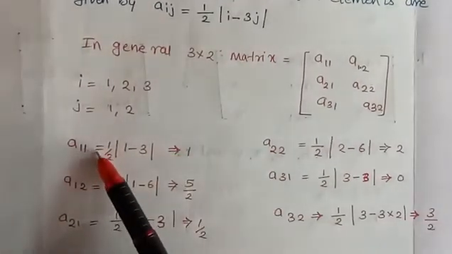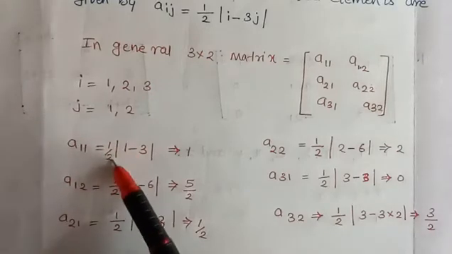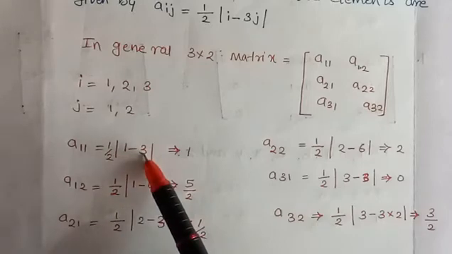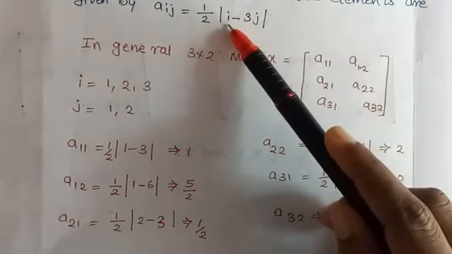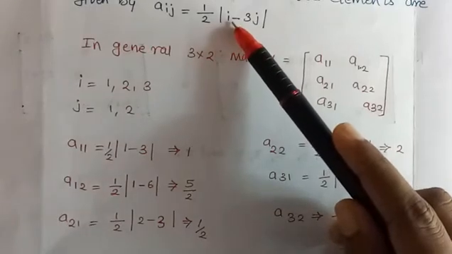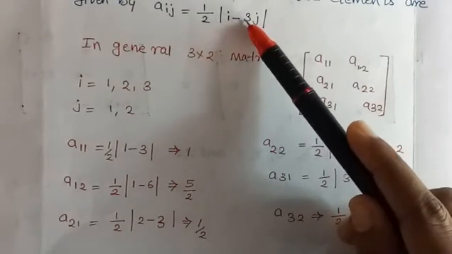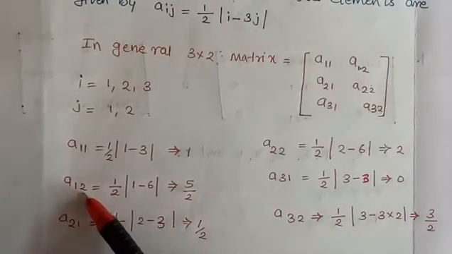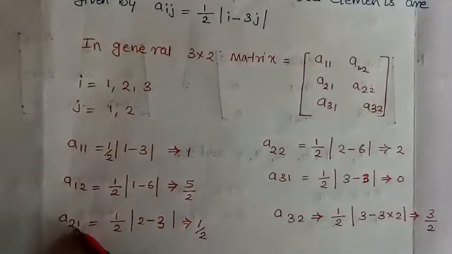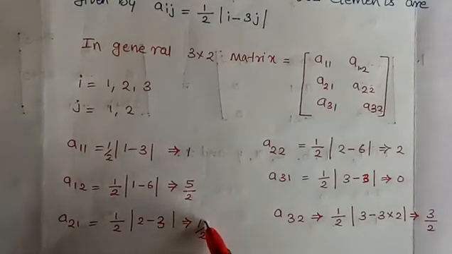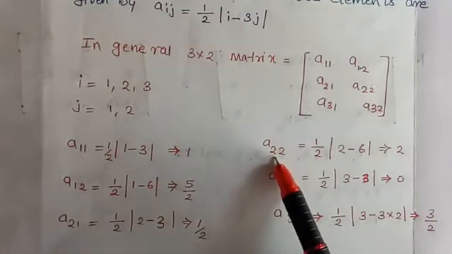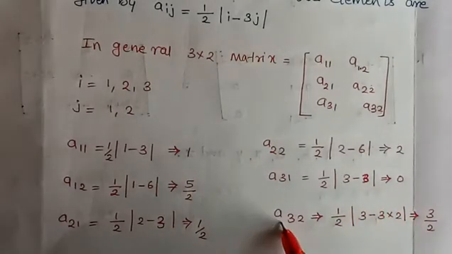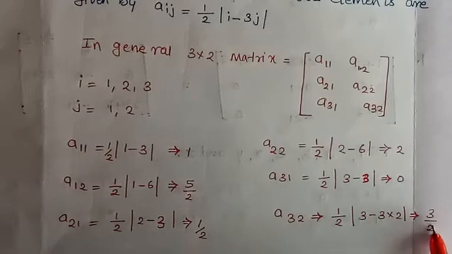Okay, A11 is equal to half into modulus of 1 minus 3. How do we get 3? We should substitute 1 in this equation. So 1 minus 3 into 1. So we get 1. And A12 we get 5 by 2. A21 we also get 1 by 2. A22 we get 2. A31 we get 0. A32 we get 3 by 2.